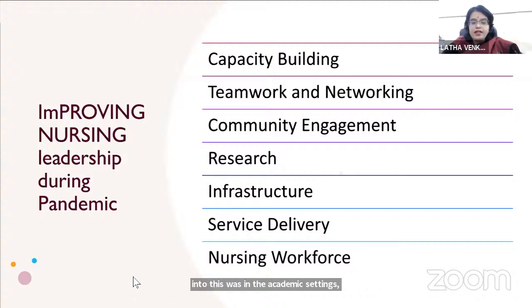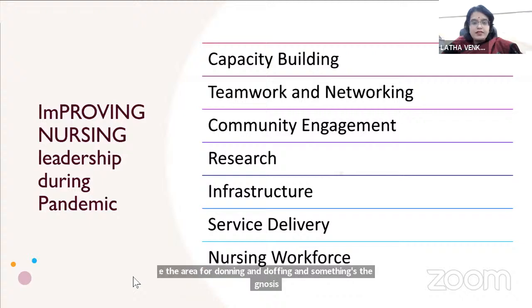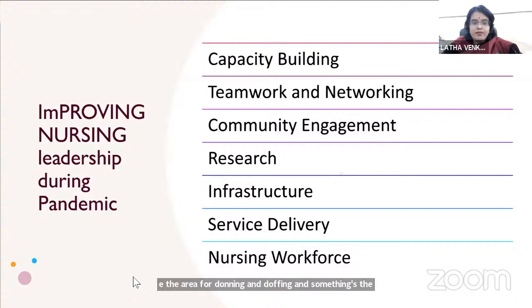Similarly, in clinical settings, they required an area for donning and doffing. And sometimes the nurses were quarantined within the hospital. They did not go back to their families. So you have to provide accommodation within the campus for quarantining themselves. And you cannot have the patients overcrowded in the general wards. So maintaining social distance in the wards and other infrastructural requirements also has brought in a lot of improvements.